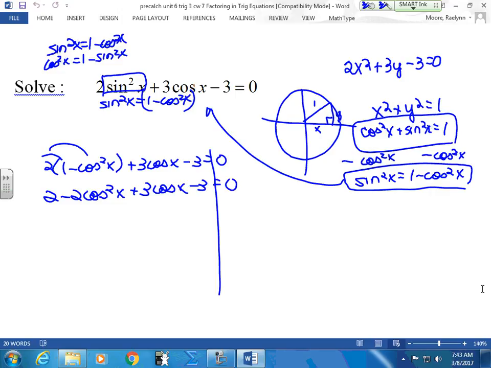Now, here's your equal sign. Collect your like terms on the same side of the equal sign. Put it in descending order as well. So which term has the highest exponent? So I got to put my negative 2 cosine squared here. Then I'm going to go to the next highest exponent, which is what? 1. So I'm going to do the 3 cosine x. And now technically there's a 0 because 0 makes it 1.